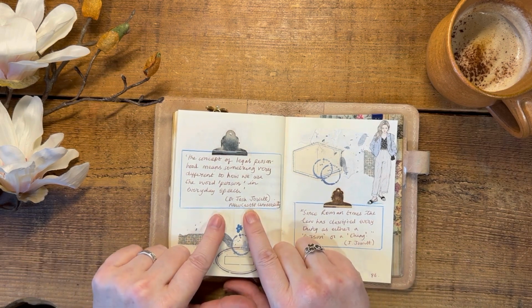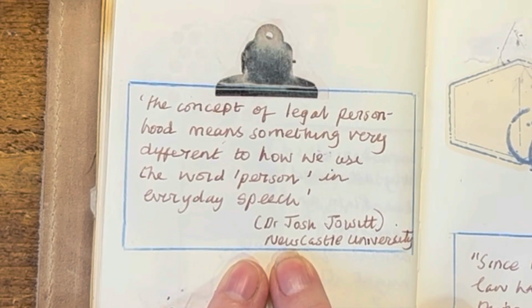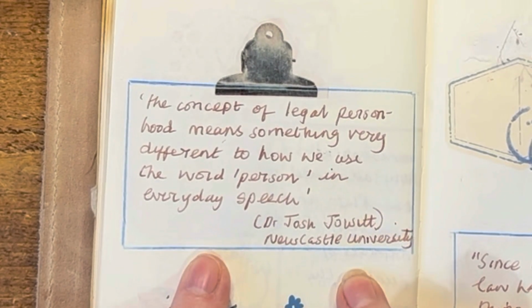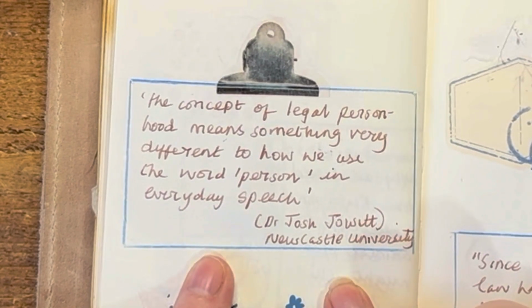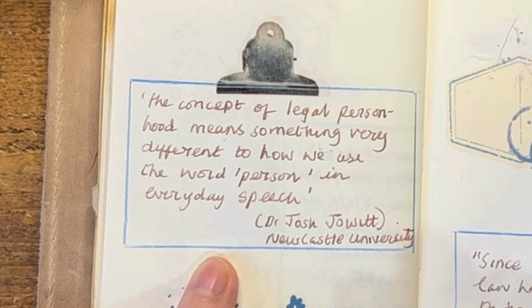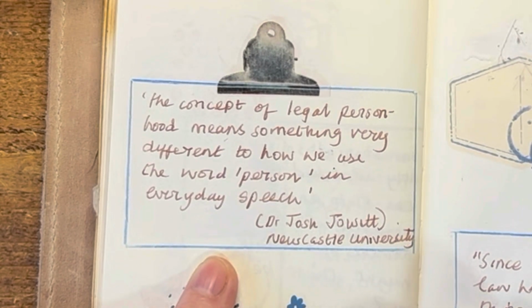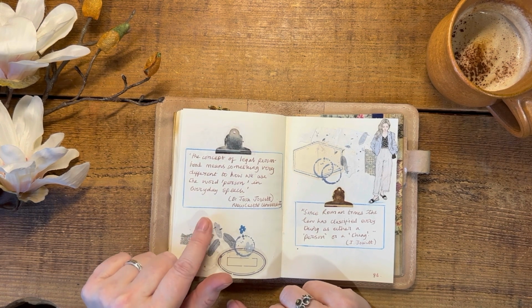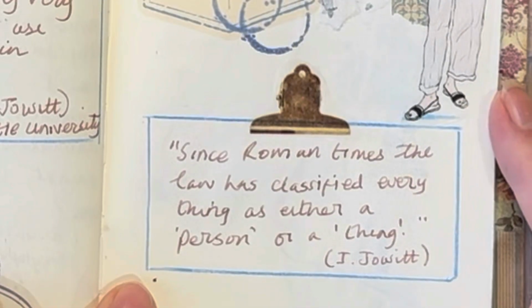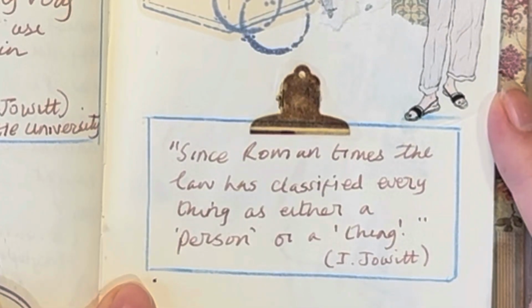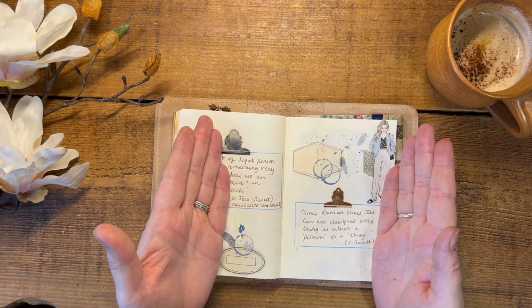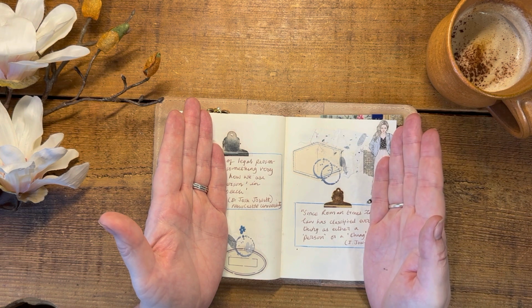So this quotation that I put in next is from Dr. Josh Jowett from the University of Newcastle in the UK. And he says in a little, I think it was like a blog post I found, that the concept of legal personhood means something very different to how we use the word person in everyday speech. And so that had me intrigued. And I thought, well, how do they use it in law then? And he goes on to say that since Roman times, the law has classified everything as either a person or a thing. Okay, so either you're a person or you're a thing.